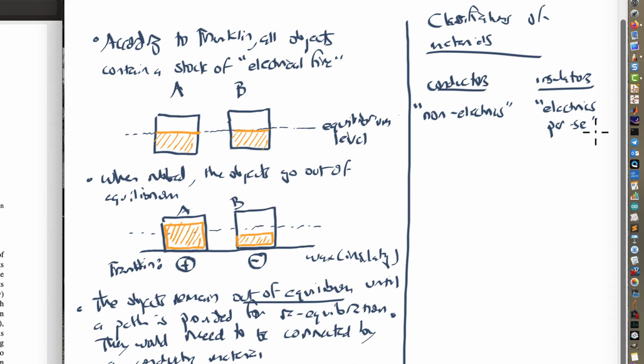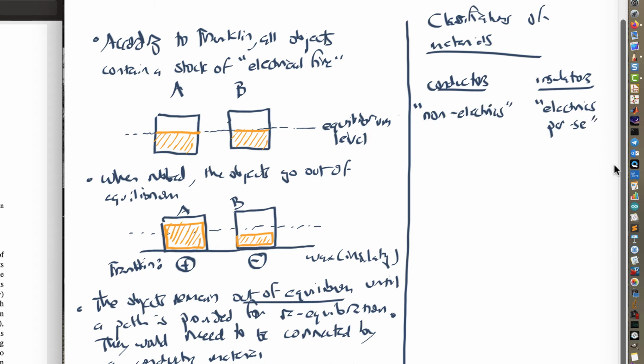Per se means sort of according to itself or by itself or innately. And it's because when you rub an insulator, like glass, it will become electrified. It doesn't immediately discharge through the rod. It kind of holds on to this charge because the charge can't move through it to discharge. So he calls that an electric per se. And he calls conductors non-electrics.